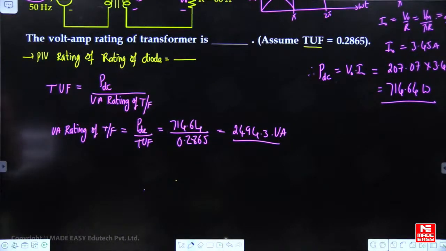Okay students, did everyone get the same answer? Okay, fine. Also find out the PIV rating of the same diode. Make it fast. PIV rating of the same diode.